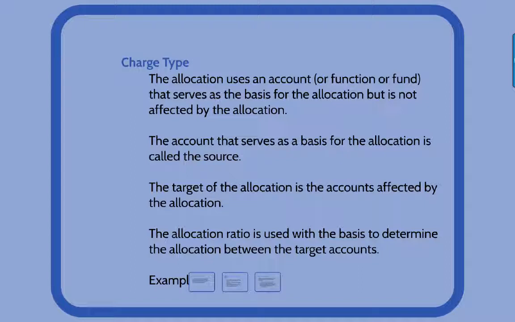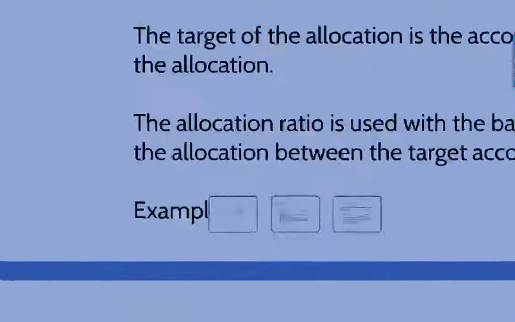Okay, the target defines both the accounts or more, but it has both sides of the entry of the allocation. Okay, and the allocation ratio is determined to be what amounts are made in the allocation between the target accounts.